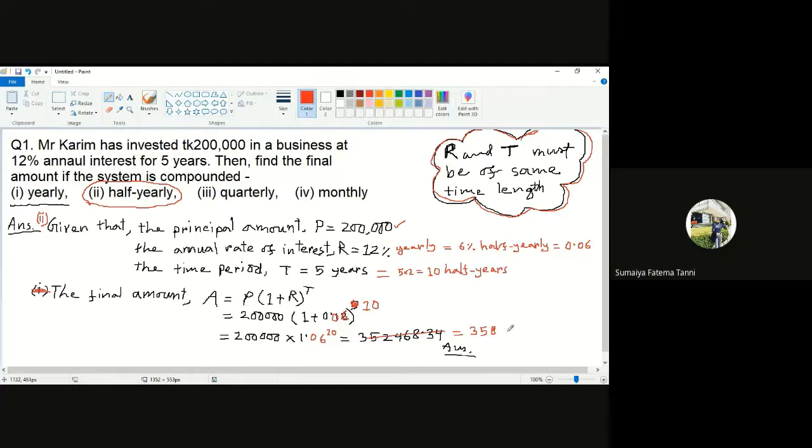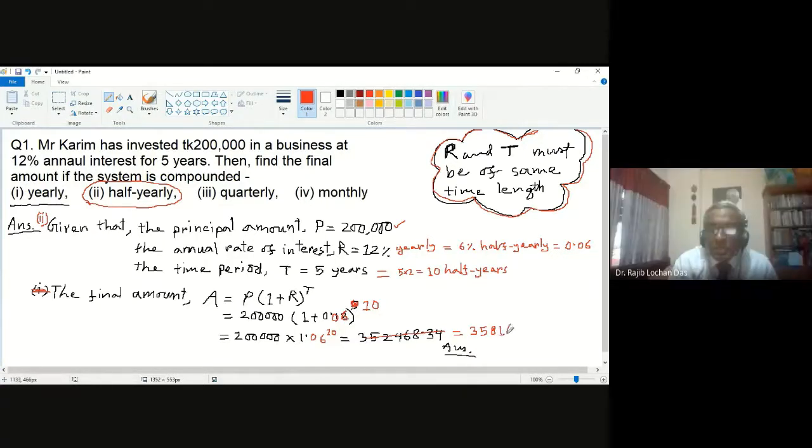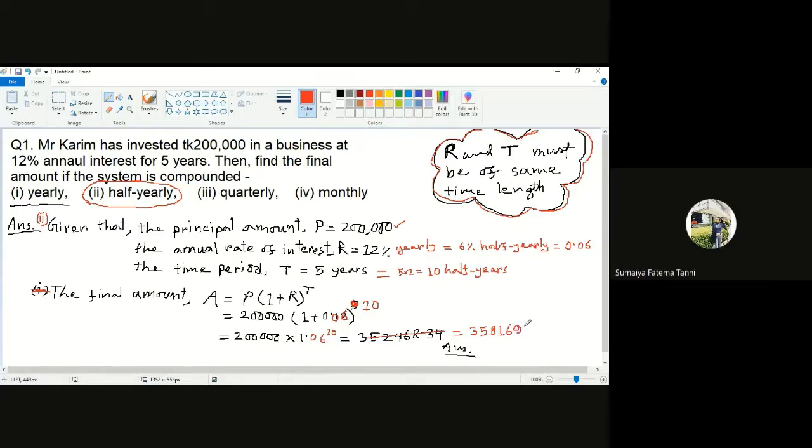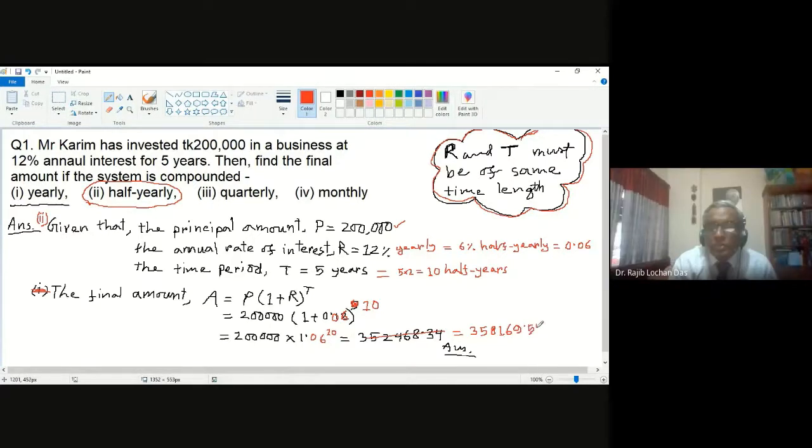So 358,169.5354. Okay, so it is a little higher, 3,58,169. So this is the answer for the second. And if you take the third one, it will be again a little higher value.